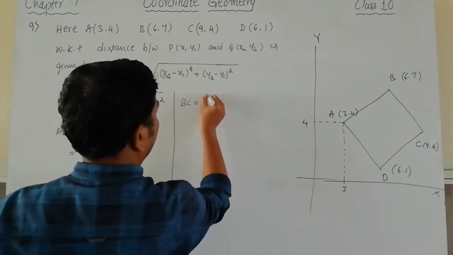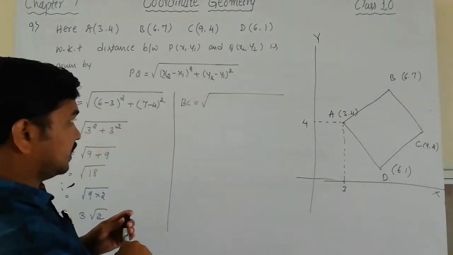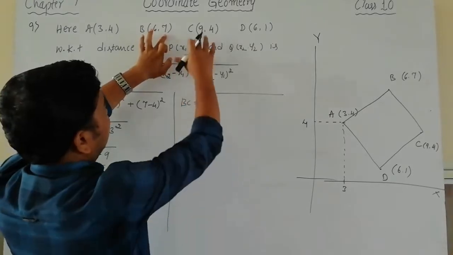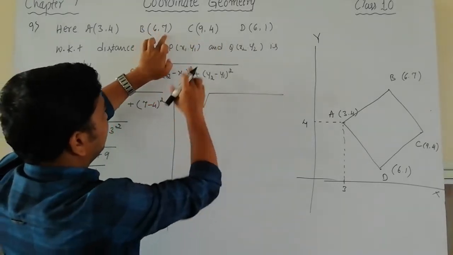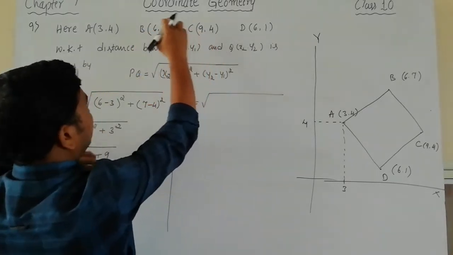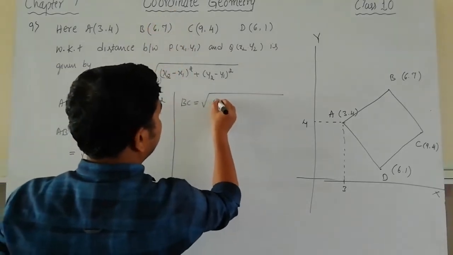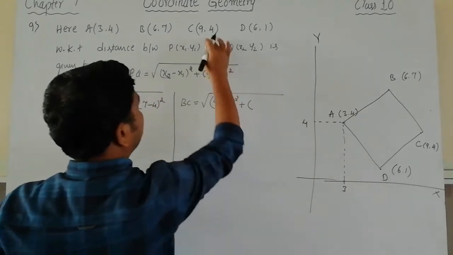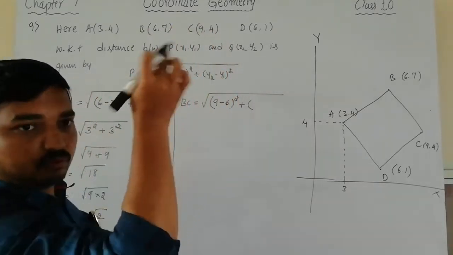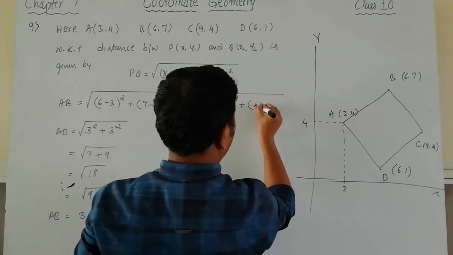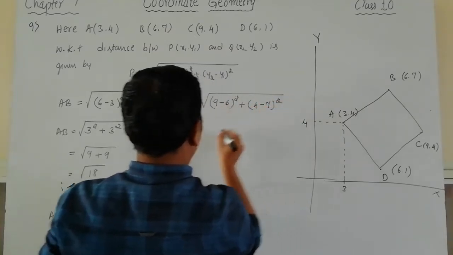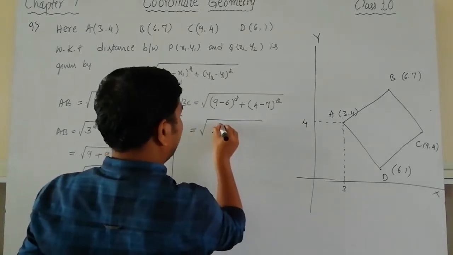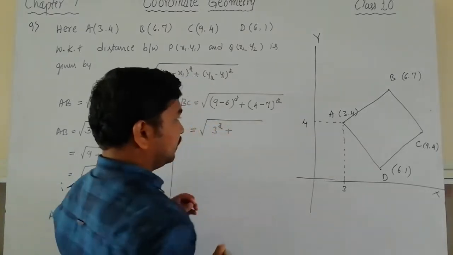Okay, BC is equal to square root of. Now look at here, this is B and this is C. This is x1 y1, this is x2 y2. x2 minus x1 means 9 minus 6 whole square, and then plus y2 minus y1, 4 minus 7, whole square. This becomes square root of 9 minus 6 means 3 square, and then 4 minus 7 means you will get what?